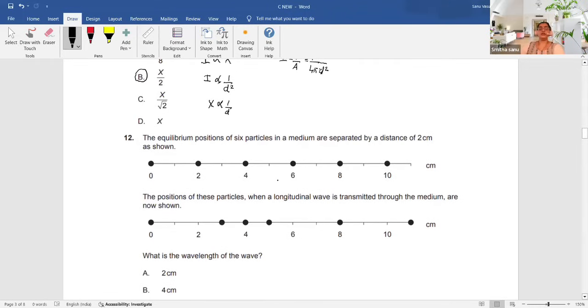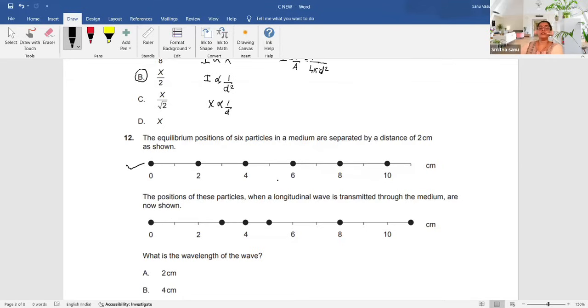Next question. Equilibrium position of 6 particles in a medium are separated by distance 2 centimeter as shown. When a particle is in equilibrium, its position is, as you can see, this is the equilibrium position. The position of these particles when a longitudinal wave is emitted through the medium is changing.